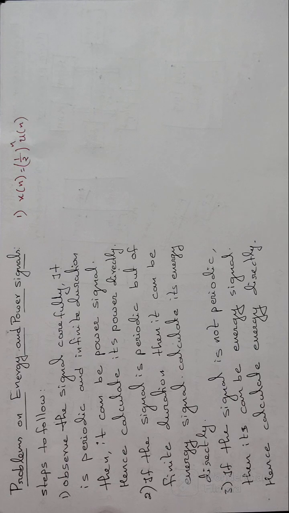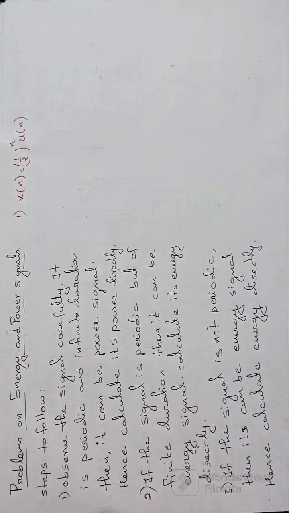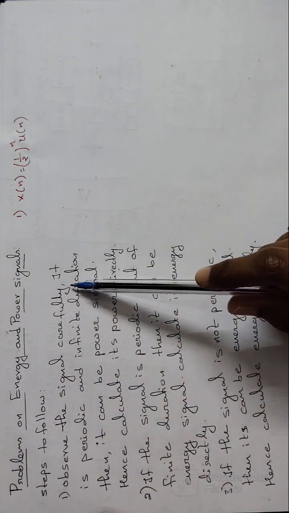In this video I am going to explain problems on energy and power signals. Before going to problems we have to follow some steps, because we don't know whether the signal has finite power or finite energy. For that we have to follow these three steps. The first step is to observe the signal carefully.